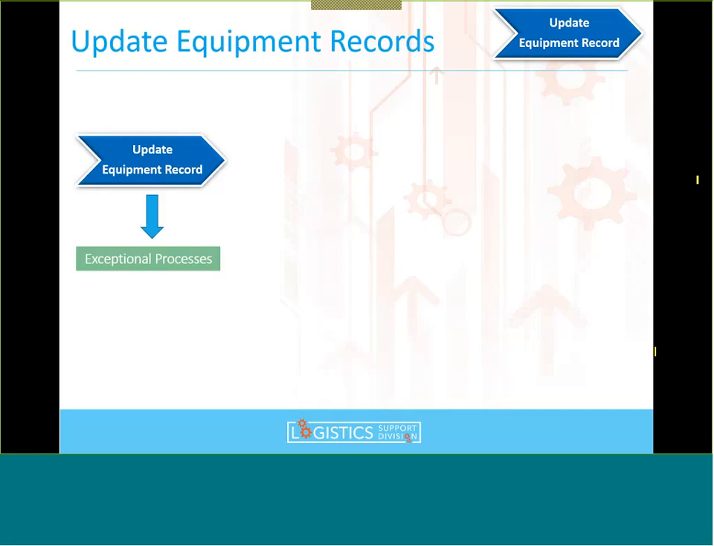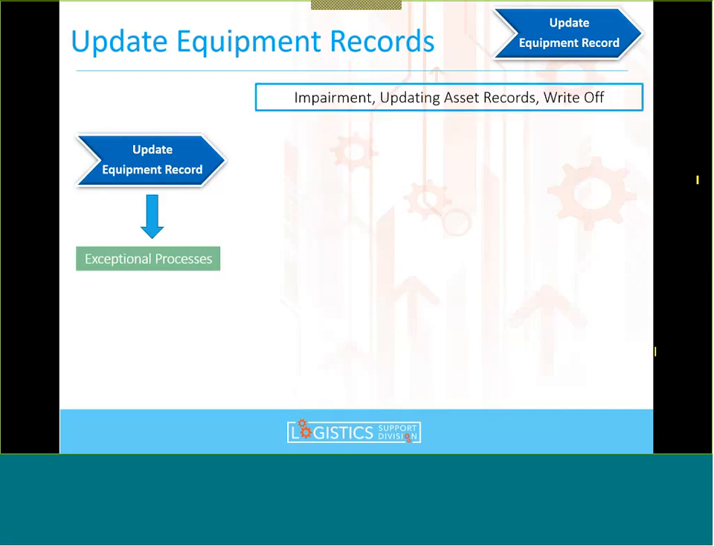Okay, so our next slide here is really just making reference to exceptional processes that may occur when we're updating this equipment record. And here, this also, I think, relates to the question that I just answered and that was just asked 2 seconds ago. The exceptional processes where the SD10 or SD11 or FA15, if I'm not mistaken, will have to participate when also going over impairment, updating asset records, and write-off, as shown here.